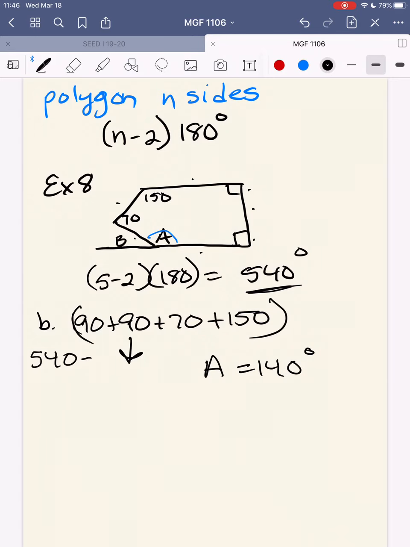Now we have to assume that angle A plus angle B should give me 180 by our rules. So if I subtract angle A, which is 140, from 180, I end up with B equal to 40 degrees.